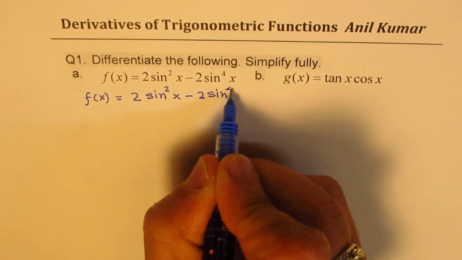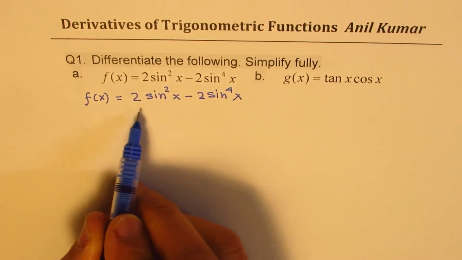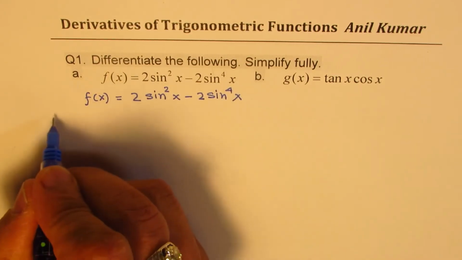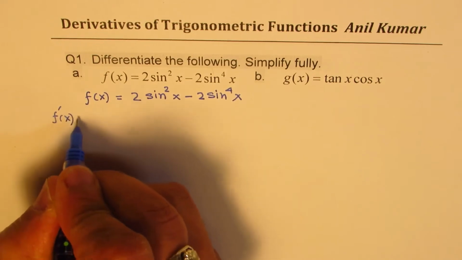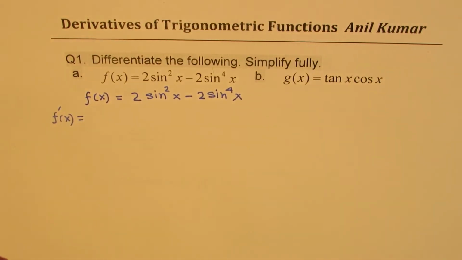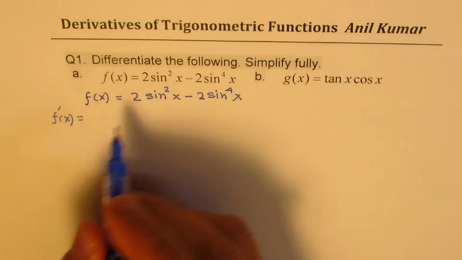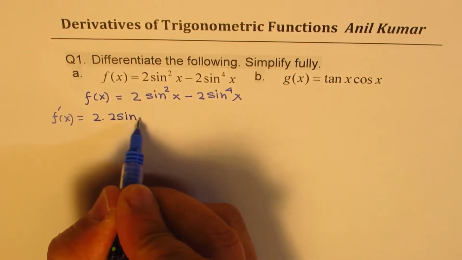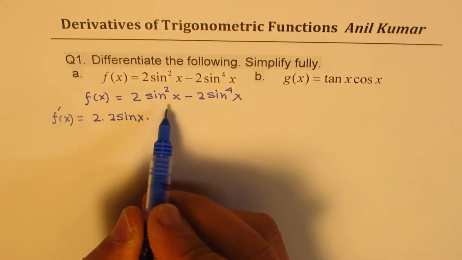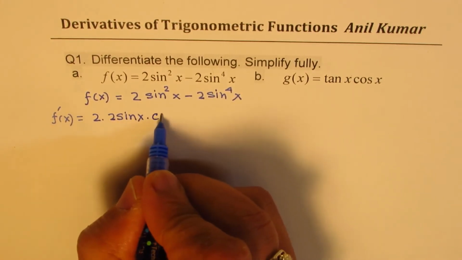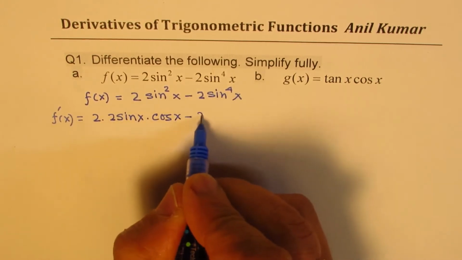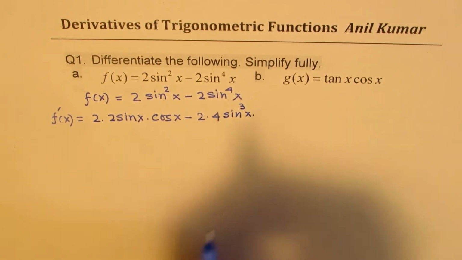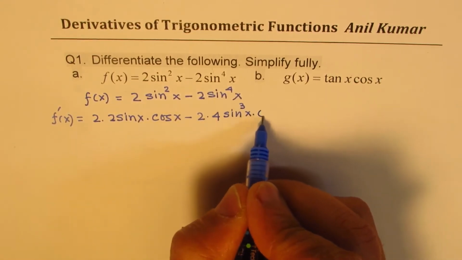Now we have this function f(x) equals 2 sin squared x minus 2 sin to the power of 4 x. We need to differentiate, that is to say f'(x). So we can use the chain rule to differentiate, correct? The first term is 2 times 2 sin x times the derivative of sin x, which is cos x, correct? Minus here 2 times 4 sin cubed x. We have used the power rule, correct? Times the derivative of sin x, which is cos x.